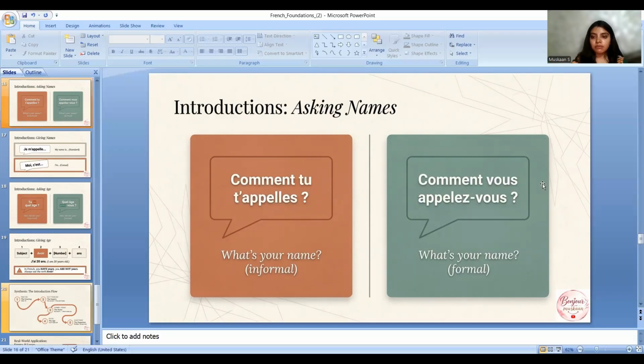And in the formal way, you will be using vous. "Comment vous appelez-vous?" Vous is here, so it will be the formal way, obviously. And liaison will follow with S and A. First is "Comment tu t'appelles?" What's your name? "Comment vous appelez-vous?" is also what's your name, in the formal way. So let's repeat once again. "Comment tu t'appelles?" "Comment vous appelez-vous?"